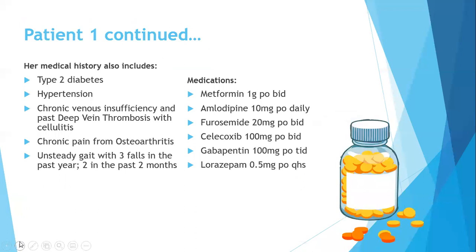She's got type 2 diabetes, high blood pressure, some venous insufficiency, and she had a DVT with some cellulitis in the past. Chronic pain from her osteoarthritis. Her gait is increasingly unsteady. So 3 falls last year, 2 in the last 2 months, so the pace of that's gone up. Her medications are, as you see here, and it includes a few doozies, right? She's got a water pill, a neuropathic medicine, and a sedative benzodiazepine at bedtime, along with a blood pressure medication and the medication for her diabetes. I don't know if there are any pharmacists in the crowd, but they're probably having hives or something.